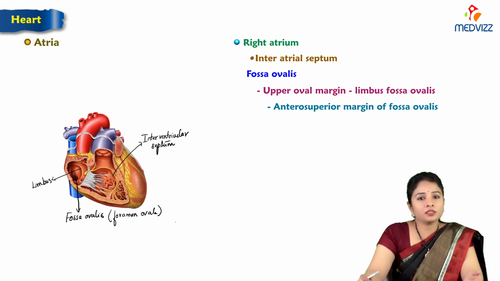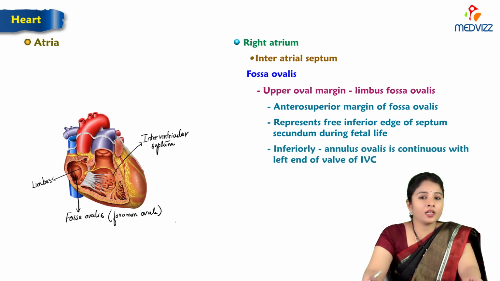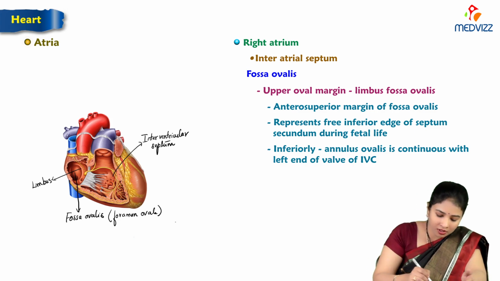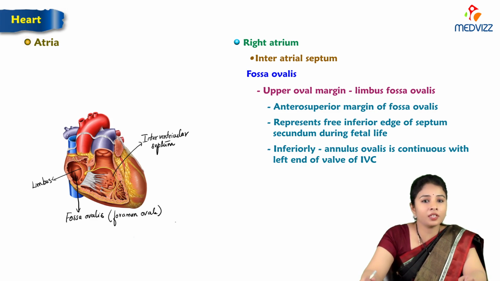The margin, that is the limbus, represents the free inferior edge of the septum secundum during fetal life. Inferiorly, the annulus ovalis is continuous with the left end of the valve. So you can see it continues with the left end of the valve of the inferior vena cava.